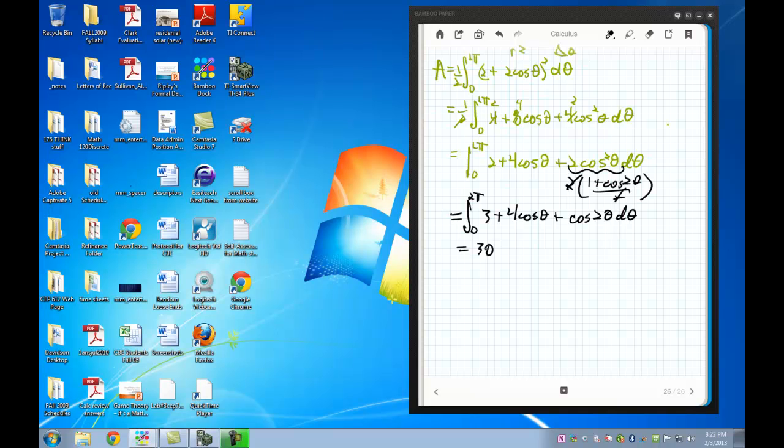So this becomes 3 theta, right, not 3x. What, minus 4 sine of theta, right? By what? Oh, I guess that's, what am I doing?